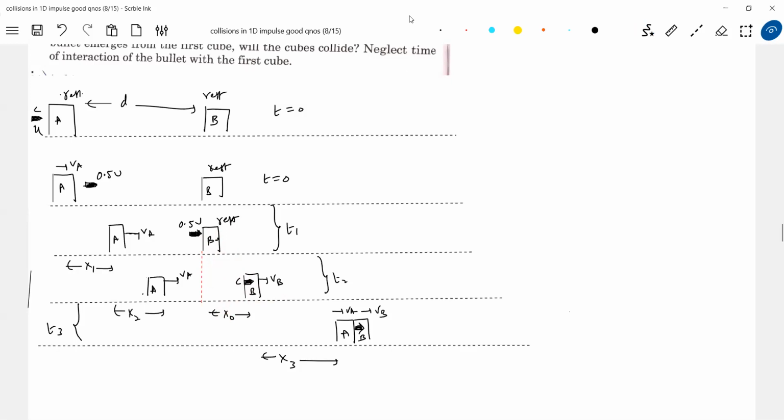So what is T1? The time taken for the bullet to move from block A to block B. That's the sequence. What is T2? The time taken for the bullet to penetrate into block B and come to rest with respect to block B. That is T2. And what is T3? How do we define T3?